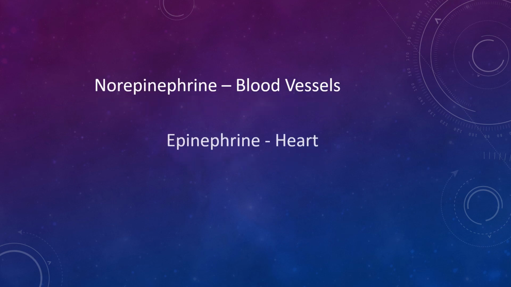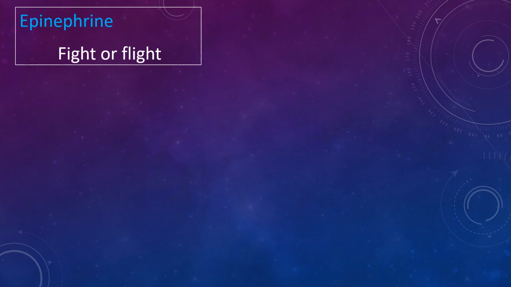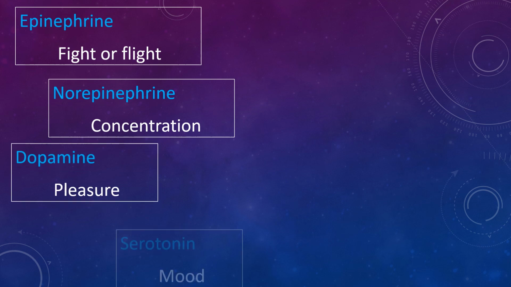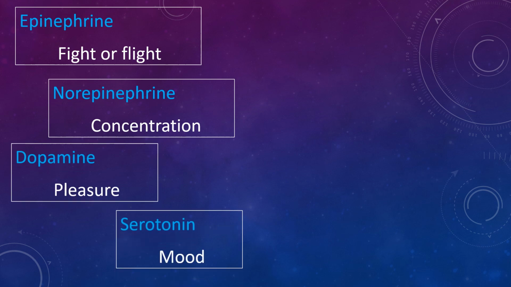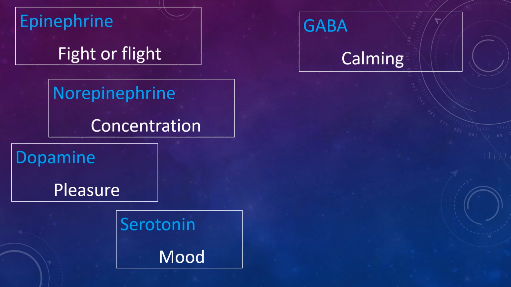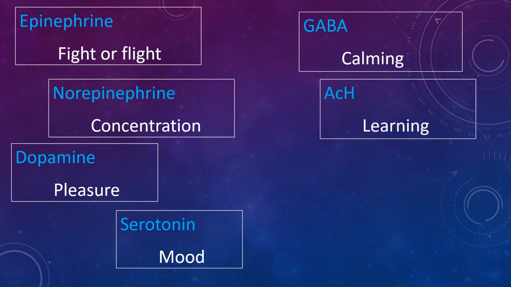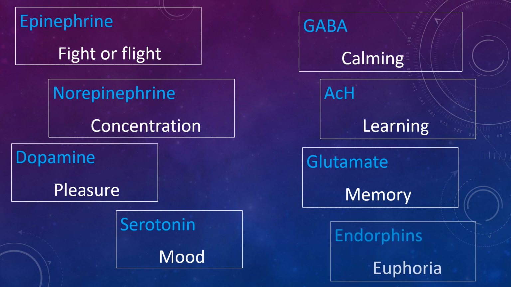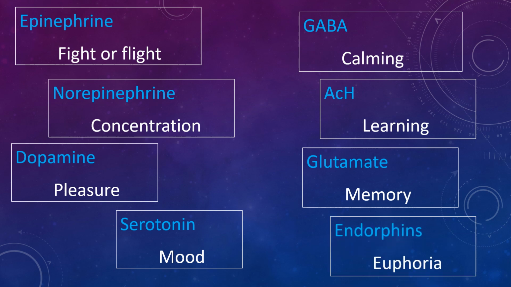Differences. Norepinephrine, blood vessels. Epinephrine, heart. Epinephrine, fight or flight. Norepinephrine, concentration. Dopamine, pleasure. Serotonin, mood. GABA, calming. ACh, learning. Glutamate, memory. Endorphins, euphoria.